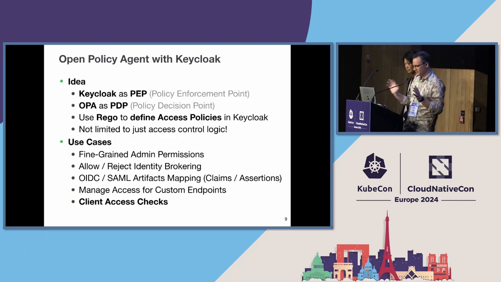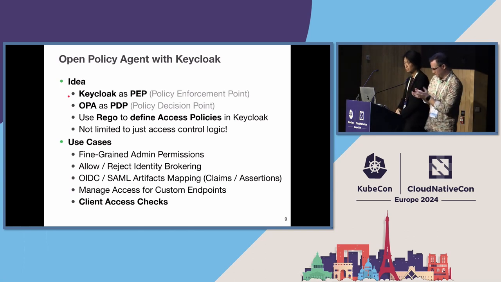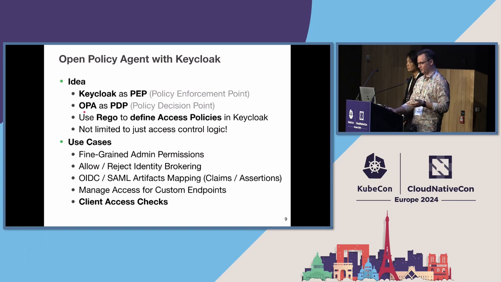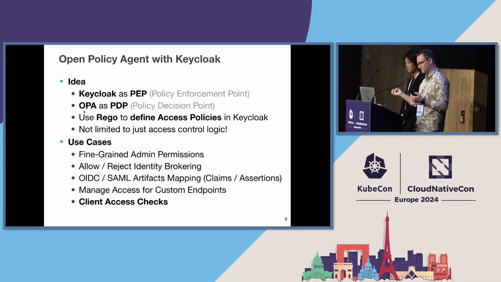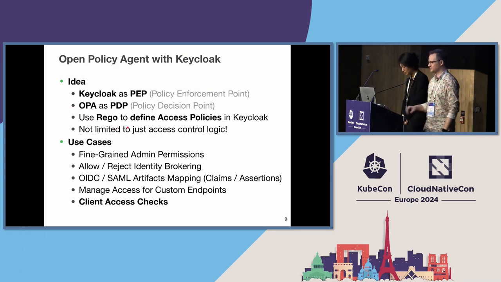So now the question is, how can we leverage that in Keycloak? Well, the idea is, we could use Keycloak as a so-called PEP, a policy enforcement point, which basically enforces the policy decision that gets presented by OPA. And OPA serves as the so-called policy decision point. So OPA has the logic, gets the access query requests, and responds with access allowed or denied responses. And we would use Rego to define access policies in Keycloak.